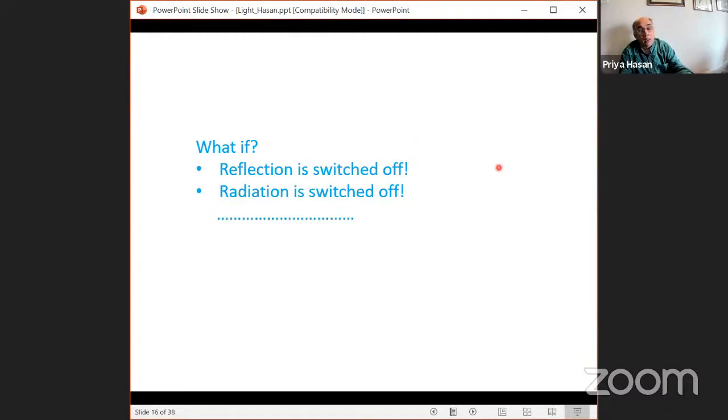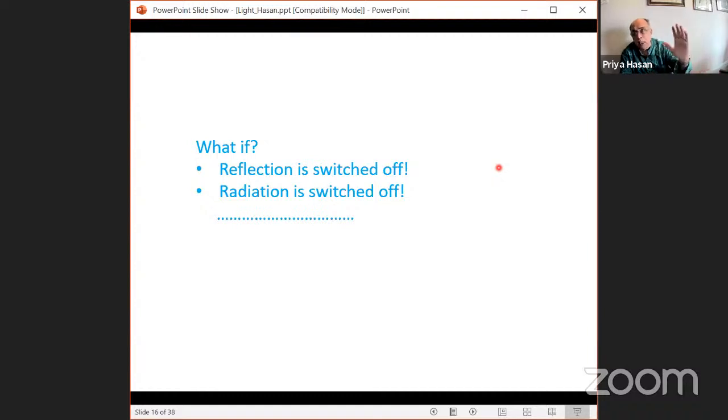Other questions we can ask: what if reflection is switched off? That phenomenon of reflection doesn't happen. Then what would happen? One thing, if reflection is turned off, then yes, I will not be able to see myself in a mirror. In fact, we will not be able to see anything.